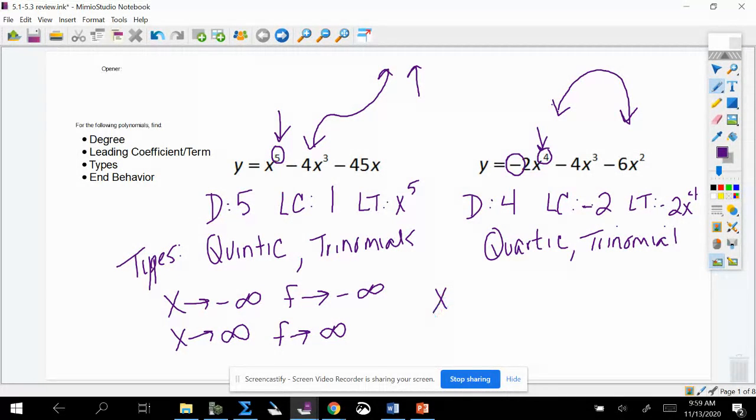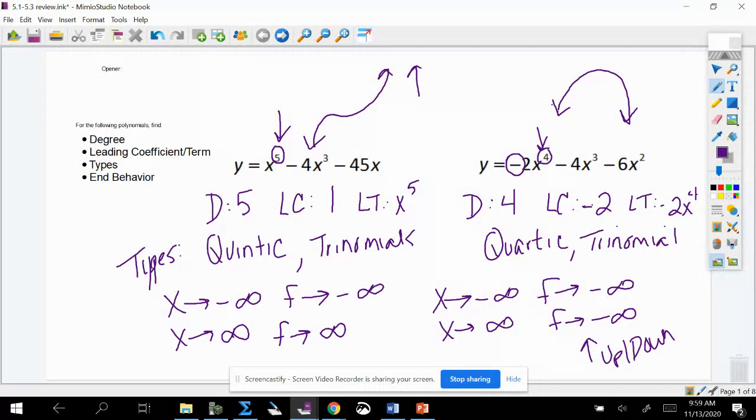The way that we write that is as x goes to -infinity, my function will go down to -infinity. And as x goes to +infinity, which means the right side, my function will continue to go down. So it goes down on both ends. The f values are going to be what tells you if it goes up or down. Your x's are the talking right versus left.